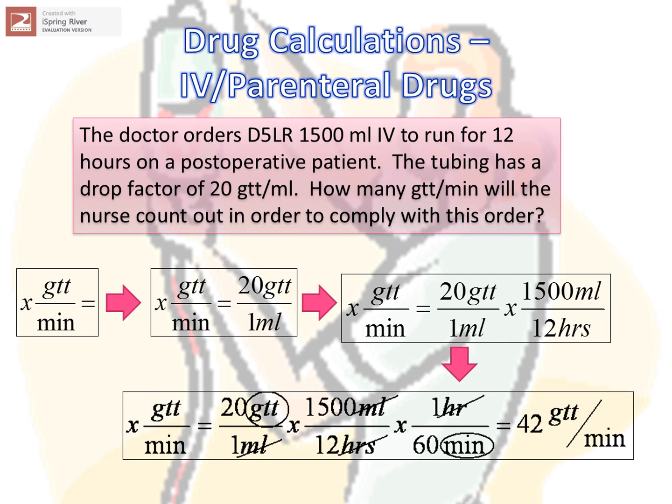Please remember when you're doing drops per minute that you can't have a part of a drop. There's no such thing as a half of a drop. It's either a drop or it's not a drop. So you will have to round with drops per minute.